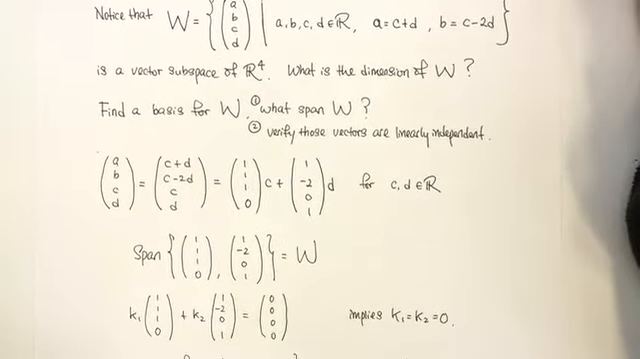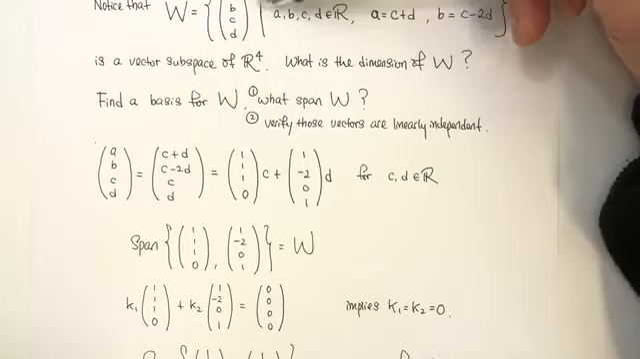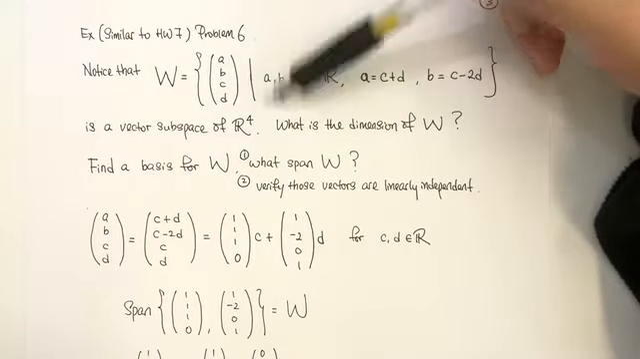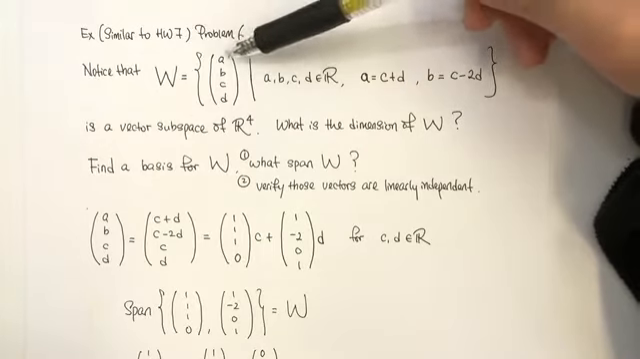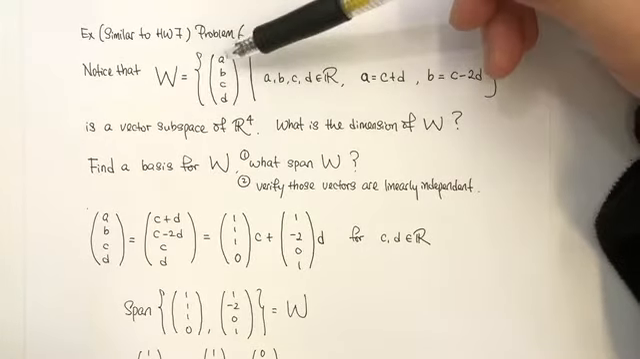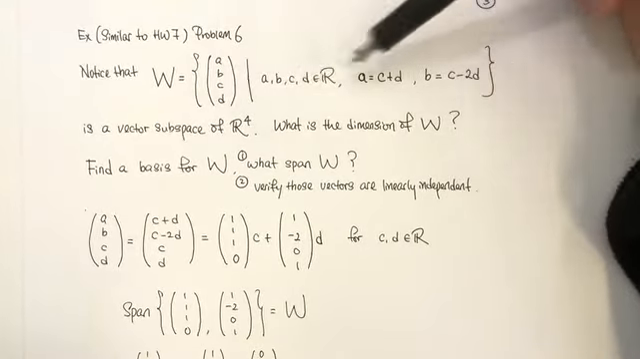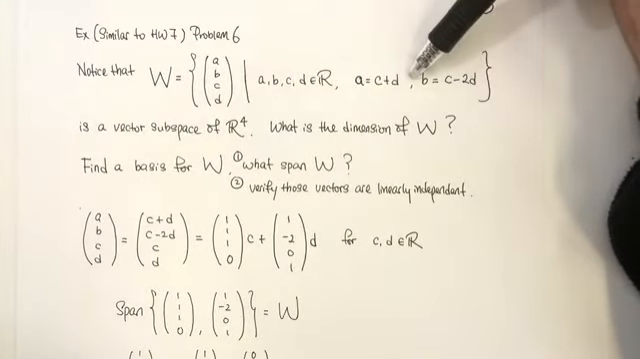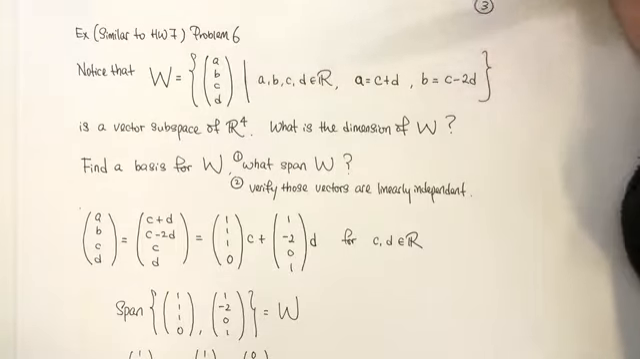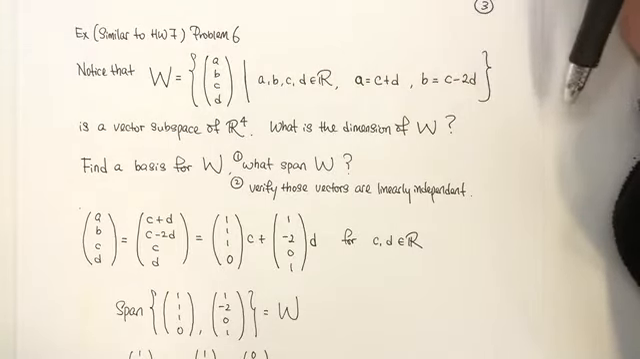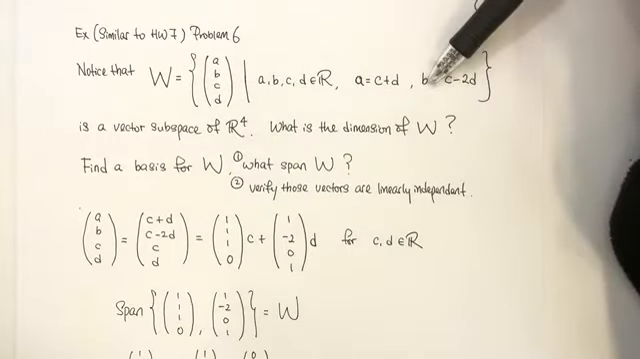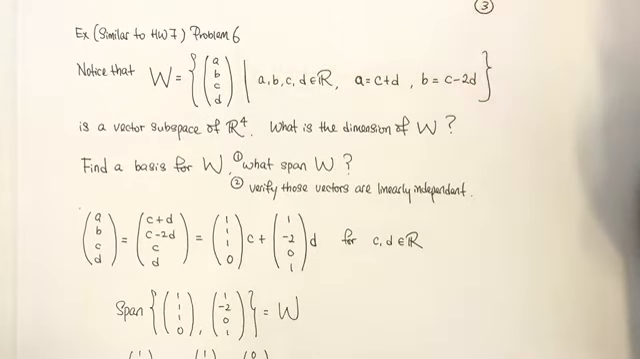So in these problems, you are given a vector space. This is actually a vector subspace of R4. You can verify that easily. This is definitely a subset of R4. These are the elements A, B, C, D. They are real numbers, but A cannot be any real number. A actually has to be C plus D. B cannot be any real number. B actually has to be C minus 2D. You can verify that this is actually a vector subspace of R4. The question is, what is the dimension of this vector space?